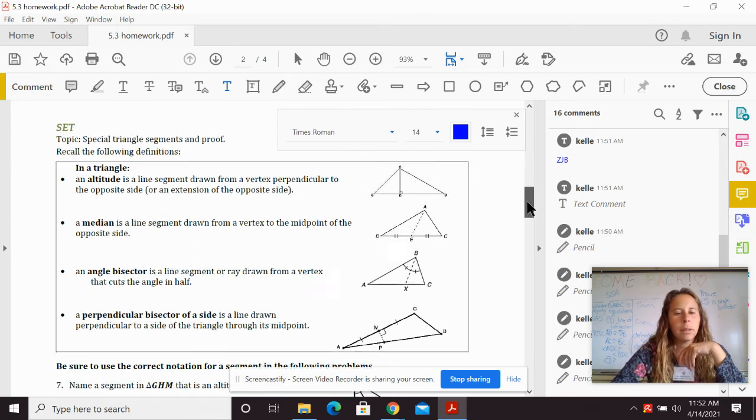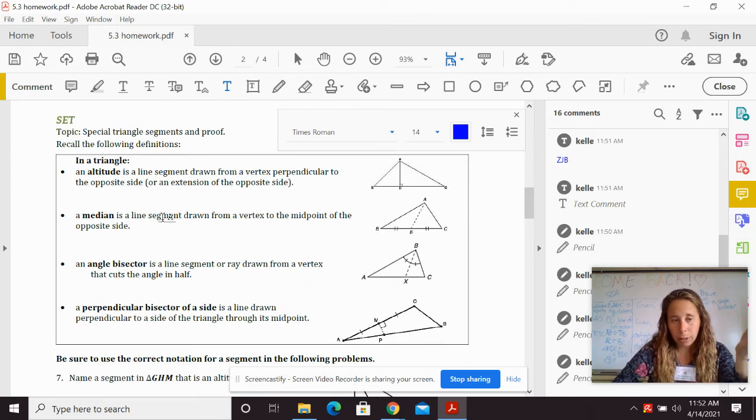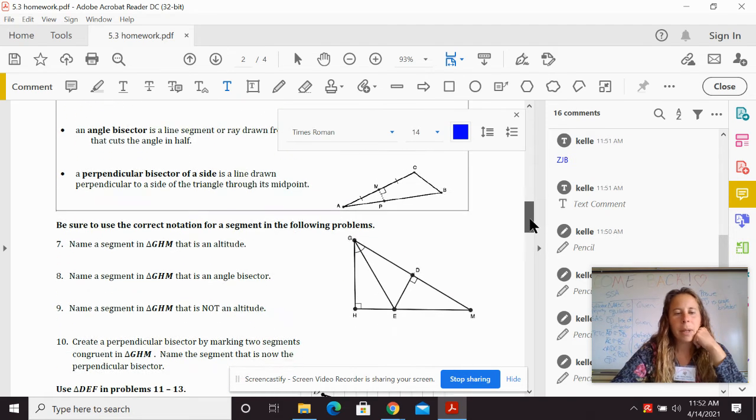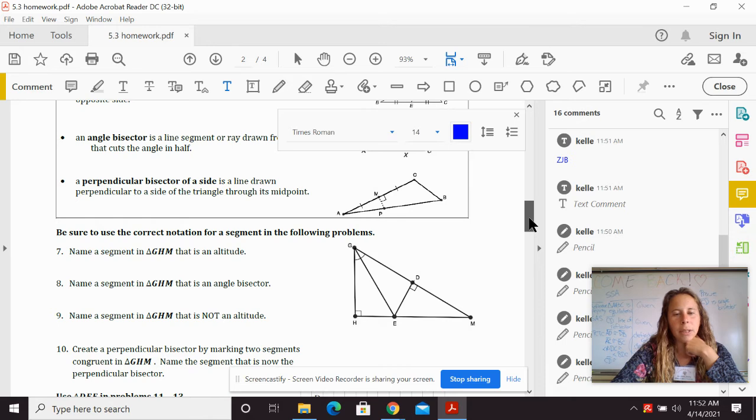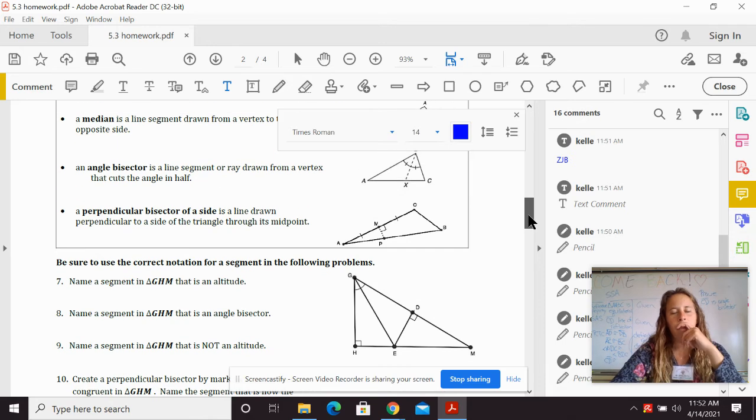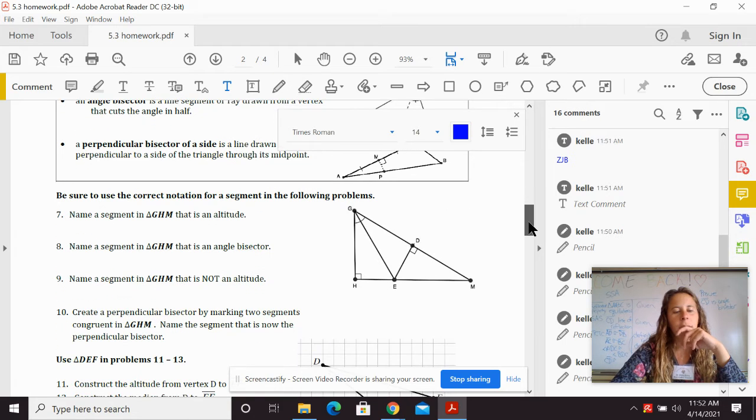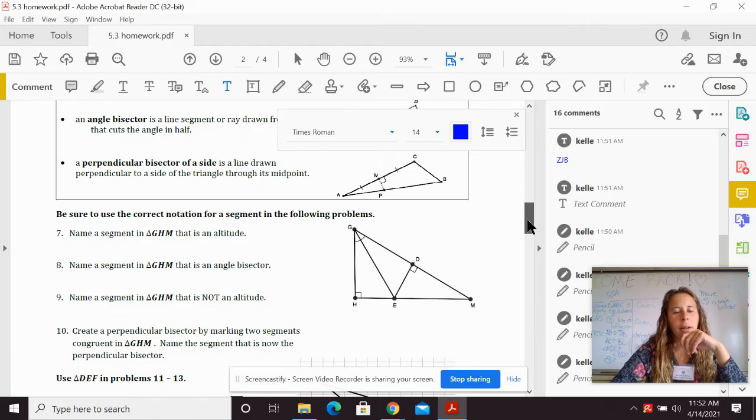Then, see, here are the definitions. I told you they would also be in the homework. Here are your definitions again, same ones from the lesson. Okay, so 7, name a segment in triangle GHM that is an altitude. I think I'm going to let you try 7 through 9 by yourself.